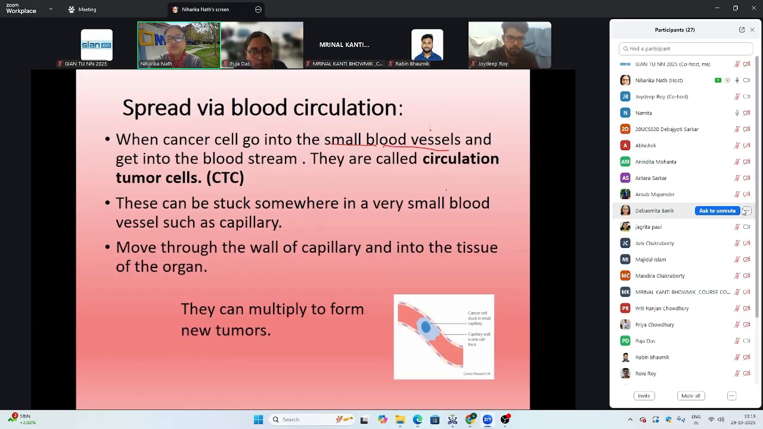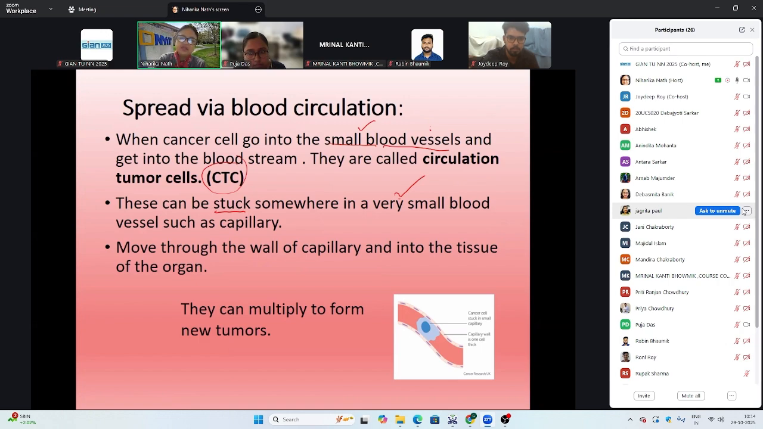But once they get into some of the smaller blood vessels and they're traveling fairly freely, then they're called CTCs. CTCs are circulating tumor cells. And these CTCs, again, can get stuck somewhere in a very small blood vessel, a very thin blood vessel such as a capillary. Our capillaries are meant to allow red blood cells to squeeze through very finely, but they're not really meant for larger cells.